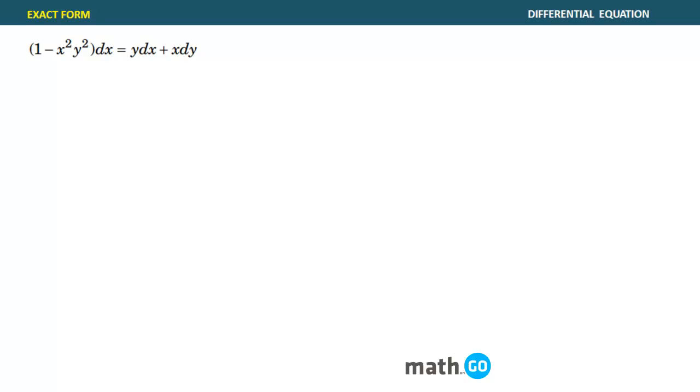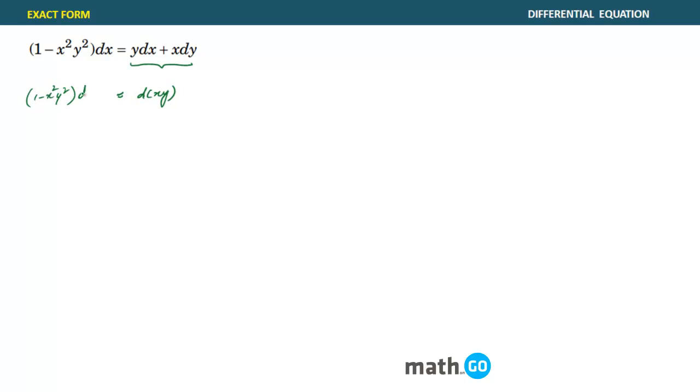Now let's take another question on exact form to understand how this concept is peculiarly used in problems. So for example, here you can see now there is 1 minus x square y square dx, and here it is x y dx and x dy. Y is with dx, x is with dy. So we know that this is nothing but d of xy. This is what we can say about this, right?